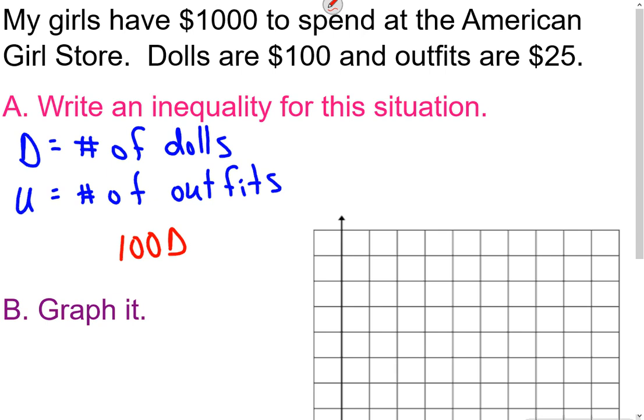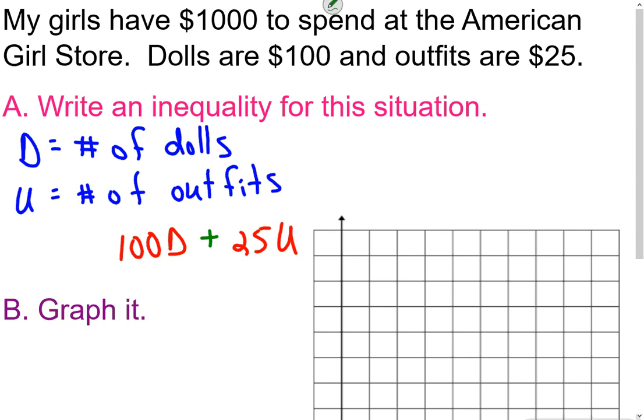Then I'm going to look at, well, how much would it cost when I buy my outfits? Well, it's going to cost $25 per outfit, so if I take 25 times U, just that little piece is going to tell me how much the outfits cost altogether. So I'm going to have to add those two quantities together. Now that's going to be my total bill.